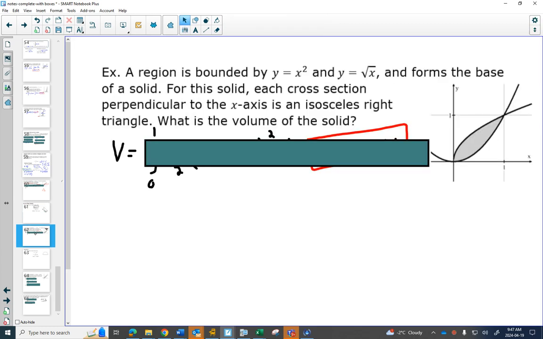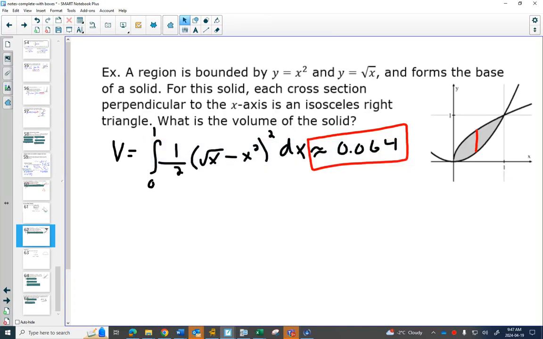So here's our same question. Cross sections perpendicular to the x-axis. We draw a cross section. And I would suggest whenever they say perpendicular to actually draw that line in to tell yourself if it's a dx question or a dy question. Same thing, fairly straightforward.